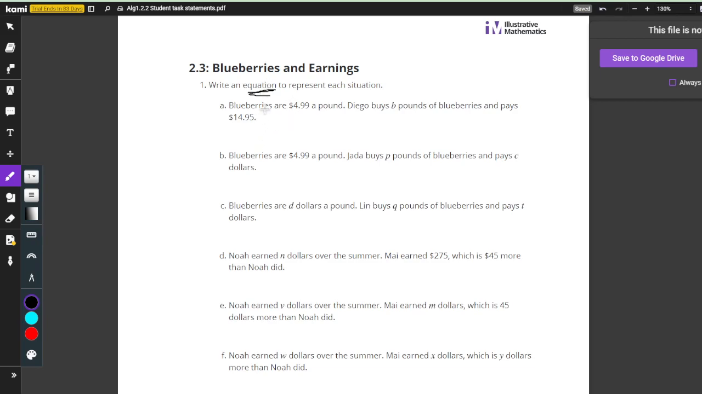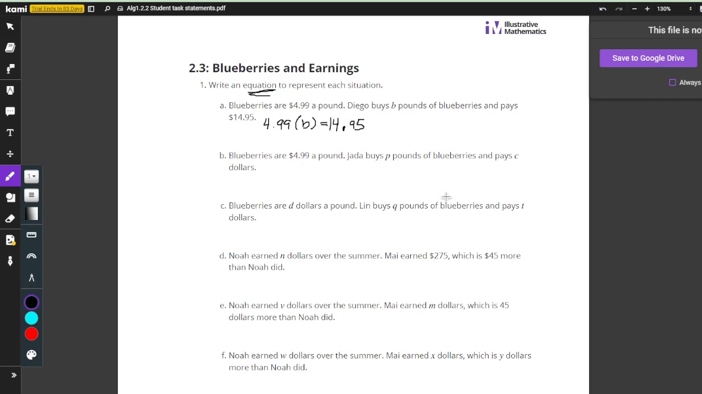So let's take a look at the first one. We have blueberries are $4.99 a pound. Diego buys B pounds of blueberries and pays $14.95. Well, this one's exactly like the pizza problem we did the other day. The pizza problem is basically how many pizzas you're going to order times the price of it. Well, we have the pounds, we have how much it is per pound, and this is how much he spends. So all we're going to do is write an equation. So this is $4.99 times, not plus, this is going to be times B. And that should equal $14.95. Okay? Fairly easy. There's our equation. Remember, an equation has to have an equal sign, so you have to make it equal to something.